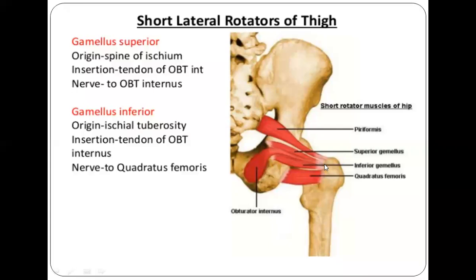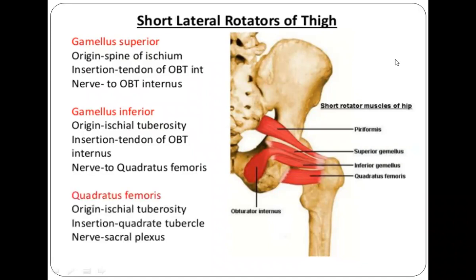Now, nerve supply of the gemellae is also important. See, superior gemellus will be supplied by the nerve to obturator internus muscle, whereas inferior gemellus will be supplied by the nerve to quadratus femoris. So these gemellae actually receive their nerve supply in correspondence with the adjacent muscles. So please learn that.